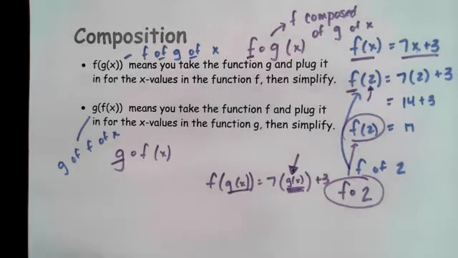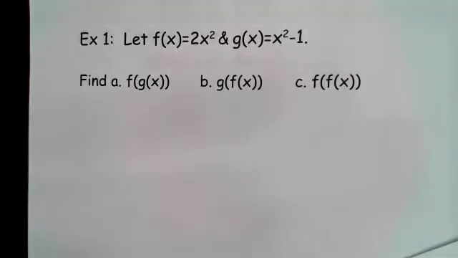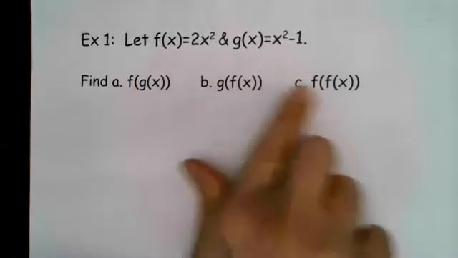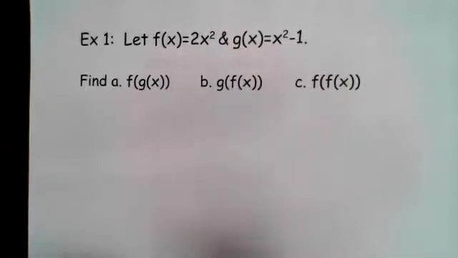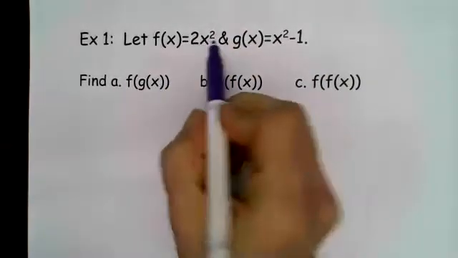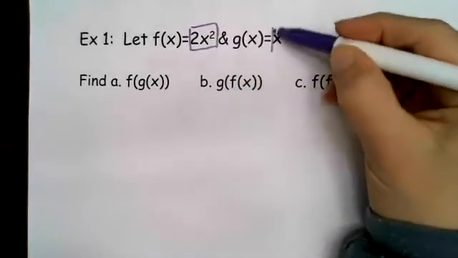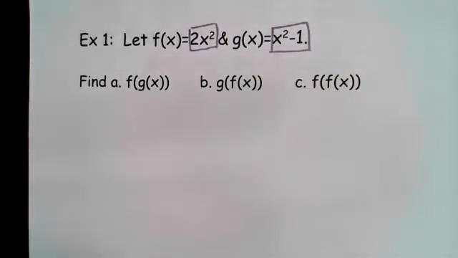All right, so let's do some examples. Okay, sorry about that. Paper is very sensitive on the computer. All right, so I have two functions, but I have three different problems. f of x is 2x squared, and then my g of x is x squared minus 1.